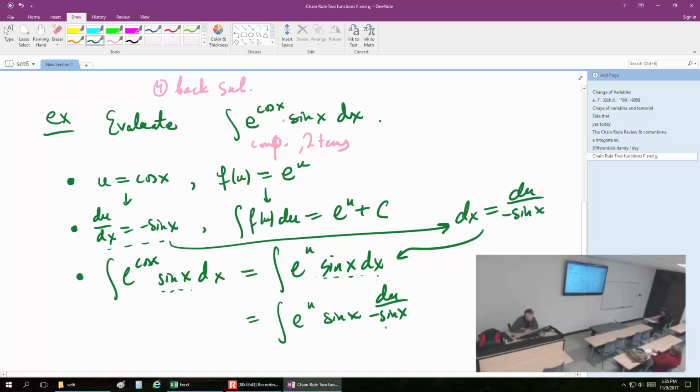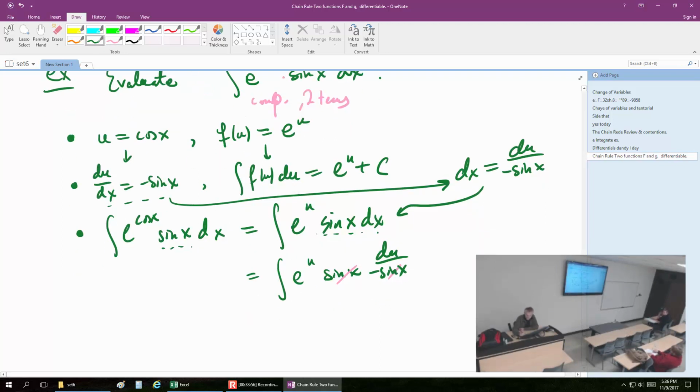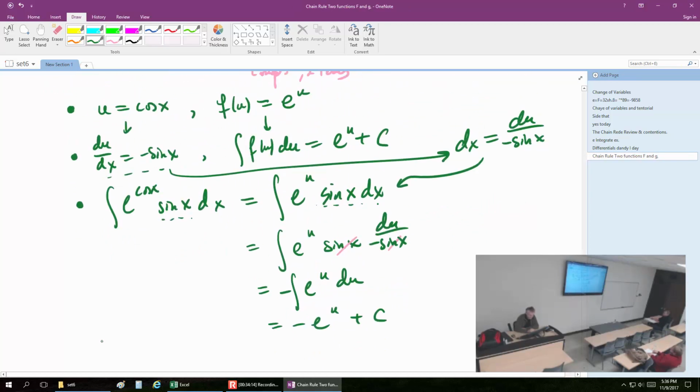By the design of the problem, of the person who designed the problem, we end up with e^u du with a negative sign on the outside, which we have already integrated. And so we know the answer: it's negative e^u plus c. Step 3. Step 4, back substitution, and we're done. So it will be negative e^cosine x plus c.